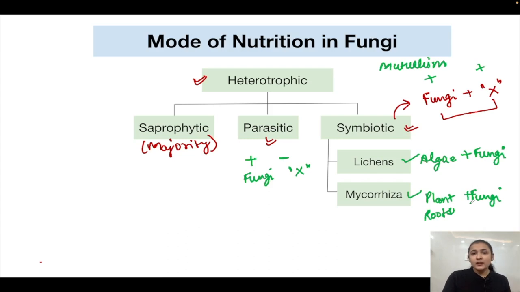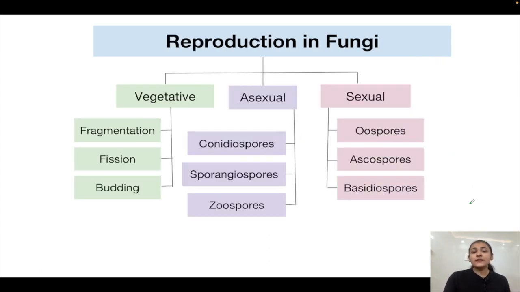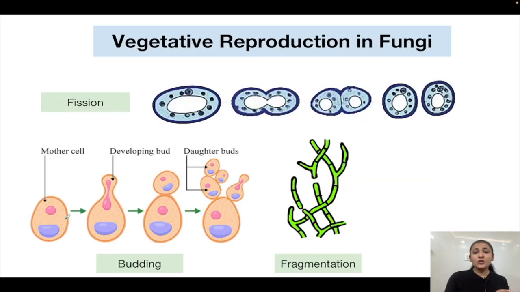Now, moving forward, if we talk about reproduction in fungi, reproduction is of three kinds: vegetative, asexual and sexual. These three kinds of reproduction are shown by fungi. In vegetative reproduction, fragmentation is seen, fission is seen and budding is seen. Now let's talk about vegetative reproduction. In fission, the parent cell divides into two daughter cells. This is the mechanism of fission.